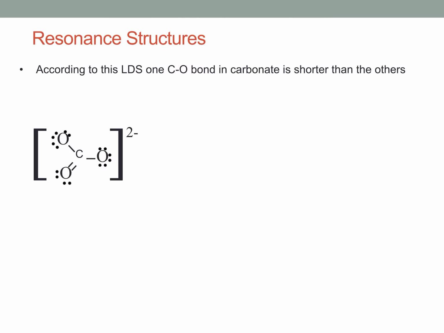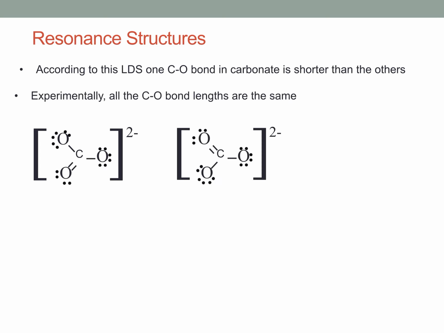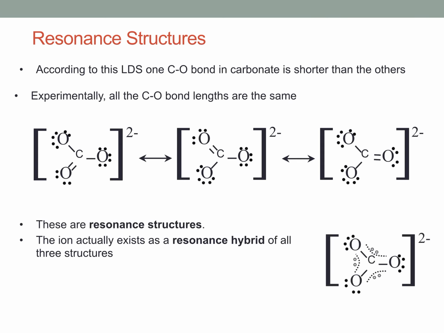But when they looked at this molecule experimentally, they found that all the bond lengths were the same. So what that means is that double bond gets shared between all the oxygens. So let me show you this one down here. So this structure down here at the very bottom, that's kind of what it looks like. It's a hybrid of all 3 of those structures. That double bond is shared between all the oxygens. But we don't draw it like that in the bottom right. We draw all 3 structures showing where the double bond can go.